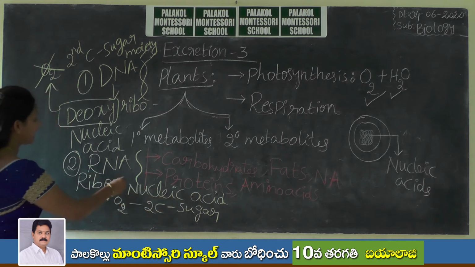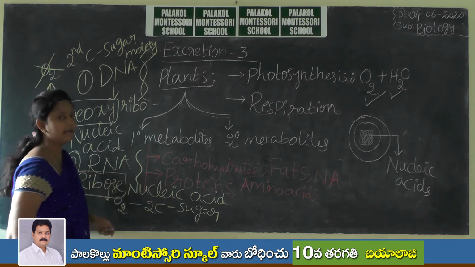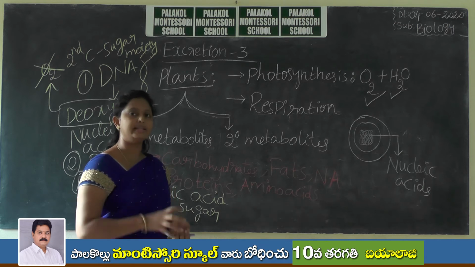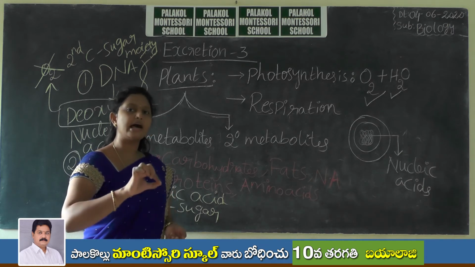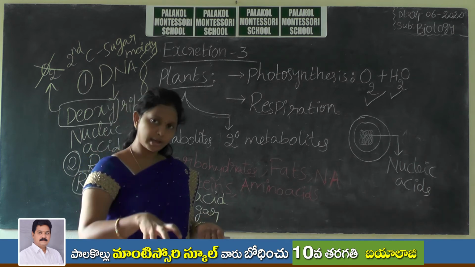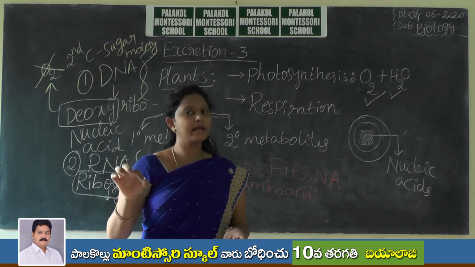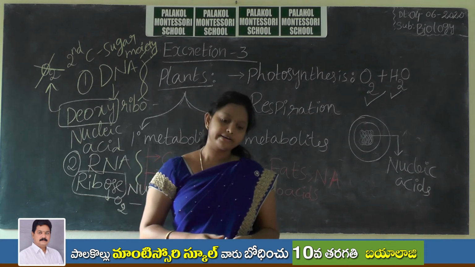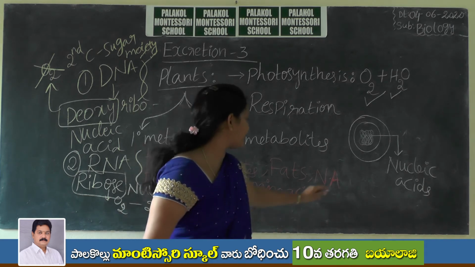Nucleic acid: ribose is a sugar molecule. In that sugar molecule, if the second carbon does not have oxygen, it is called DNA. In that sugar, if the second carbon has oxygen, it is called RNA. That is simply about nucleic acids.